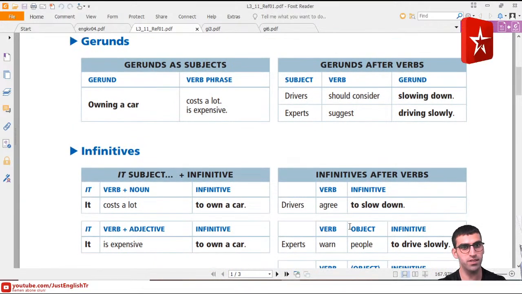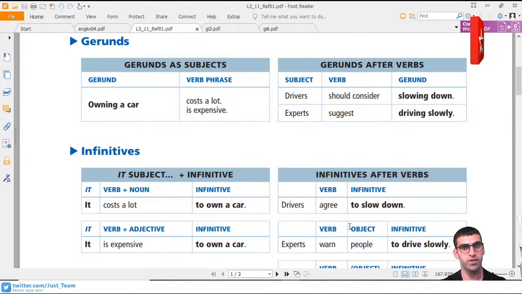What about the infinitive? We can use the infinitive with it, like it as subject plus infinitive. It costs a lot to own a car. Or it plus adjective plus infinitive. For example, it is expensive to own a car. Oh, it is really nice to see you here. Nice is an adjective, and after an adjective we use the infinitive. It's nice to see you.